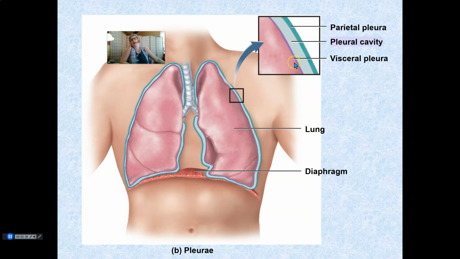Okay, so the lining that covers the lung is deep. Deep means visceral, so therefore this is called the visceral pleura. This is the pleural cavity. And then the lining along the pleural cavity is called the parietal pleura right here, that outer turquoise color right here. All right, and don't forget that when we look at the diaphragm, it is a smooth muscle that delineates the thoracic cavity from the abdominal cavity.